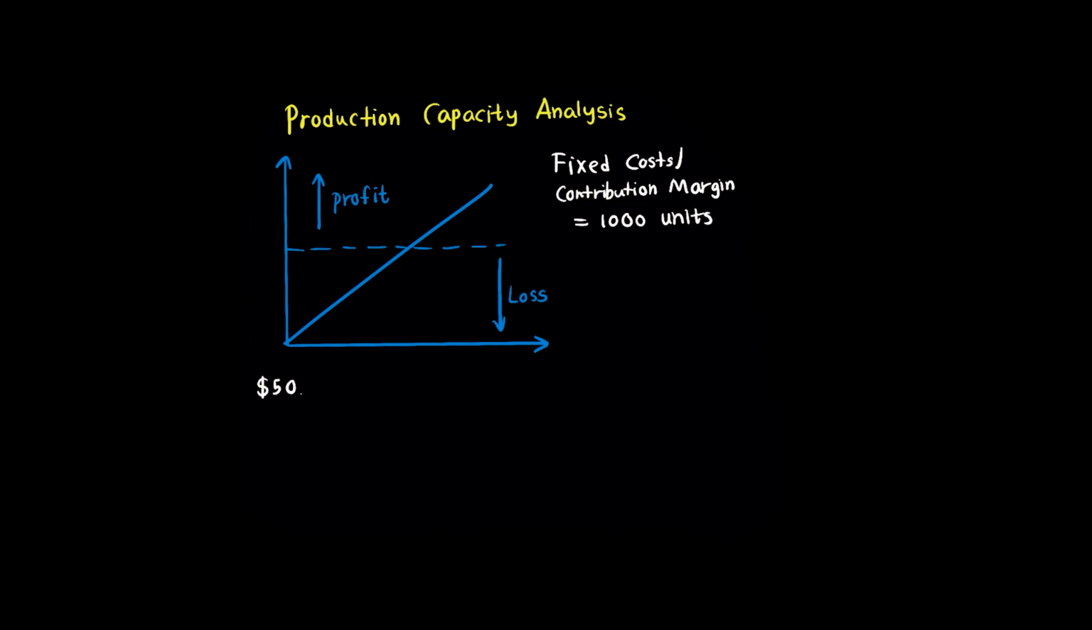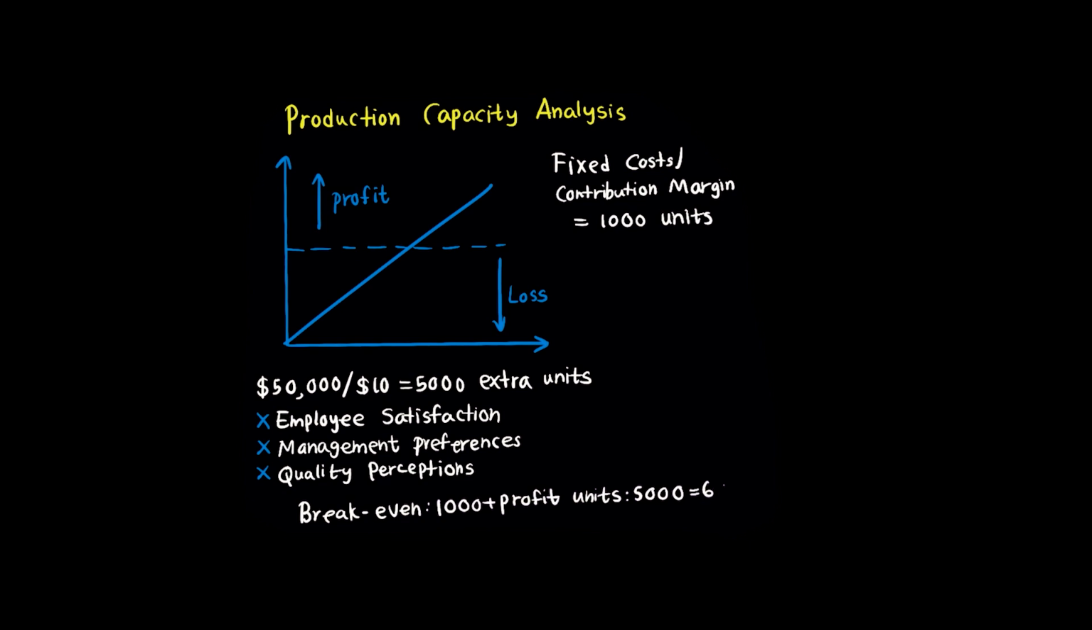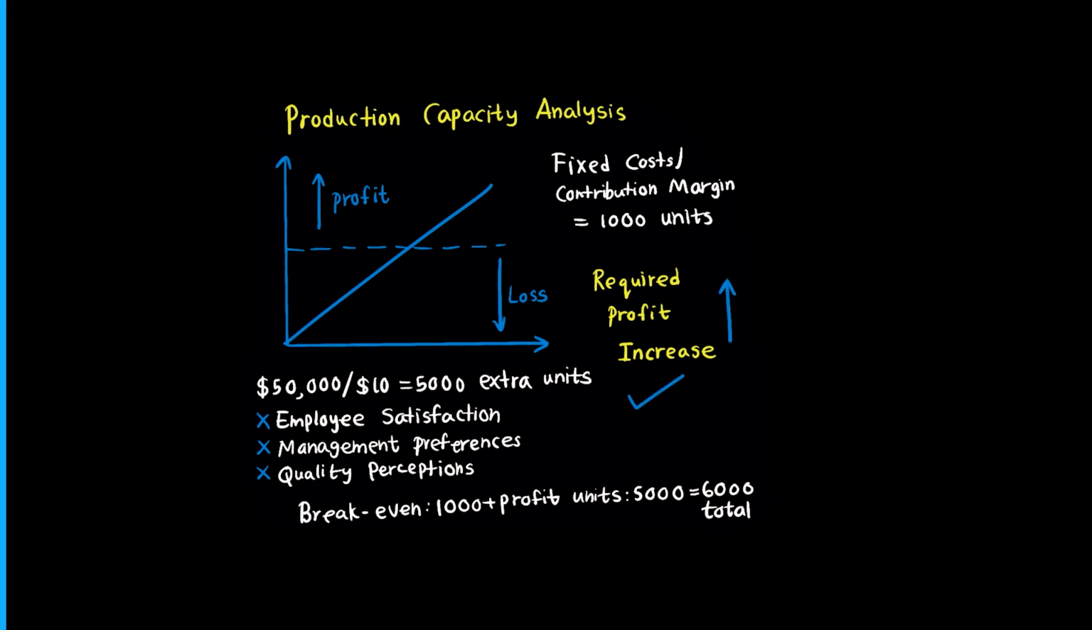The next phase calculates required profit increases. If you want $50,000 profit with $10 margin per unit, you need 5,000 units above break-even. This isn't about satisfaction or preferences. After establishing break-even, quantitative analysis continues to determine exactly how much additional production generates desired profit levels. This mathematical progression guides capacity decisions with precision.